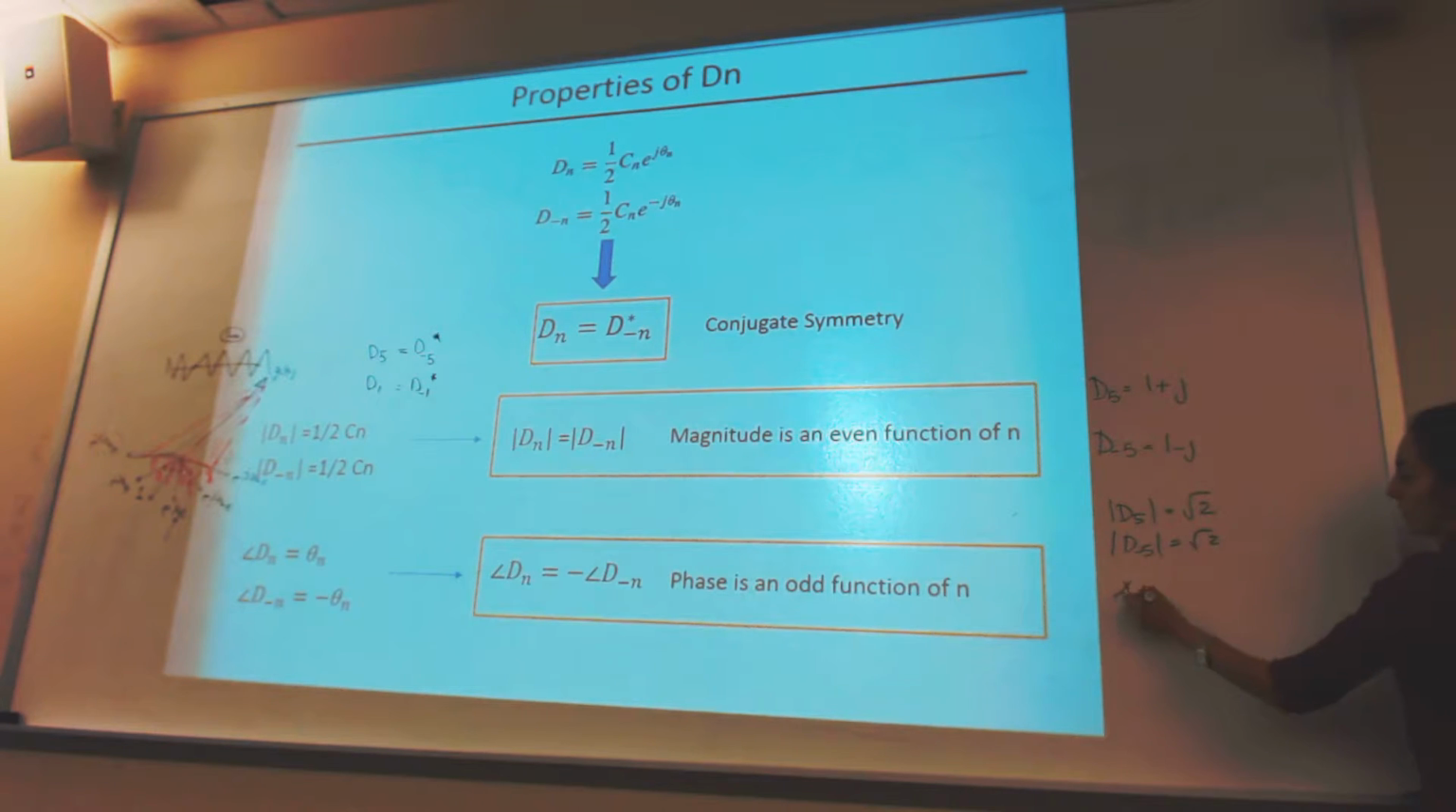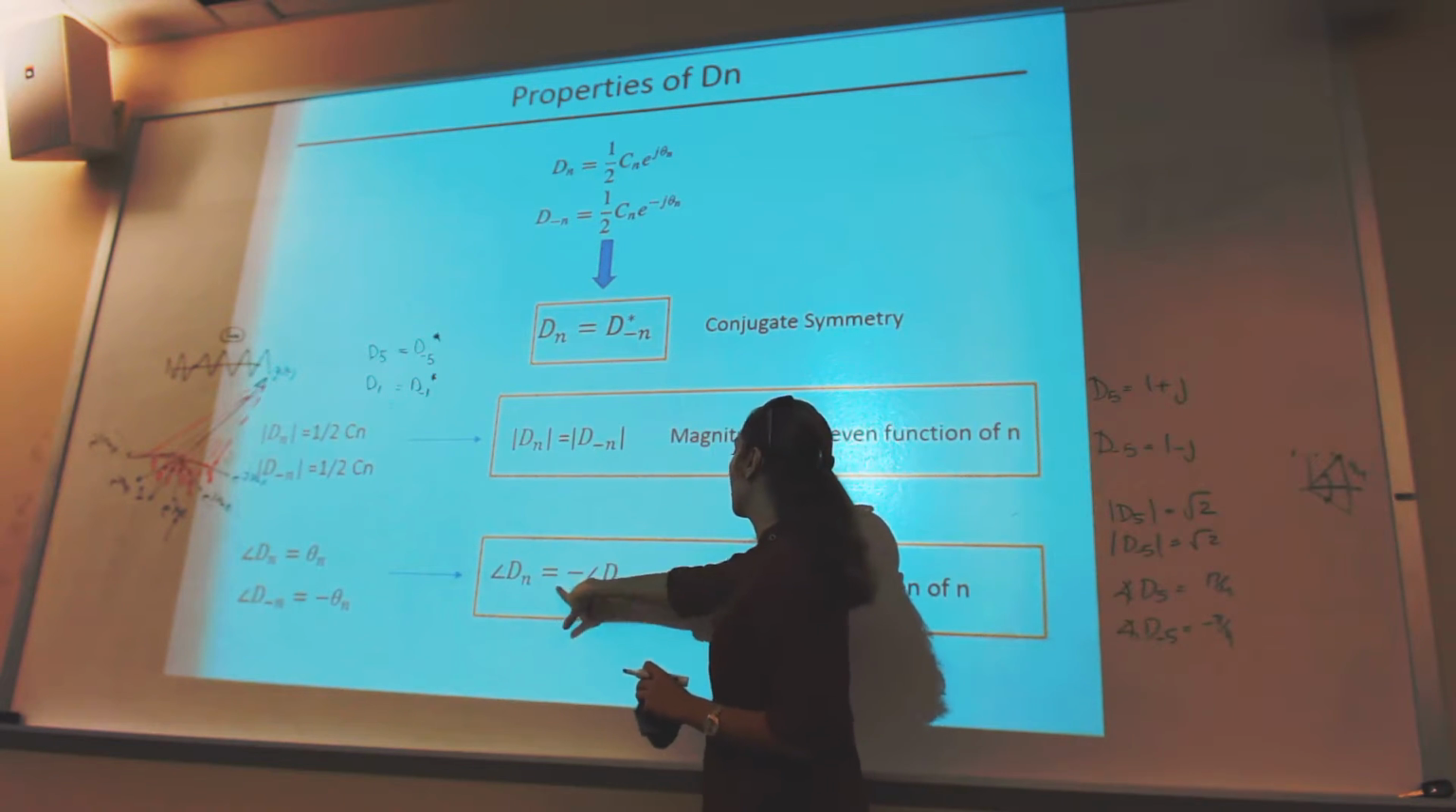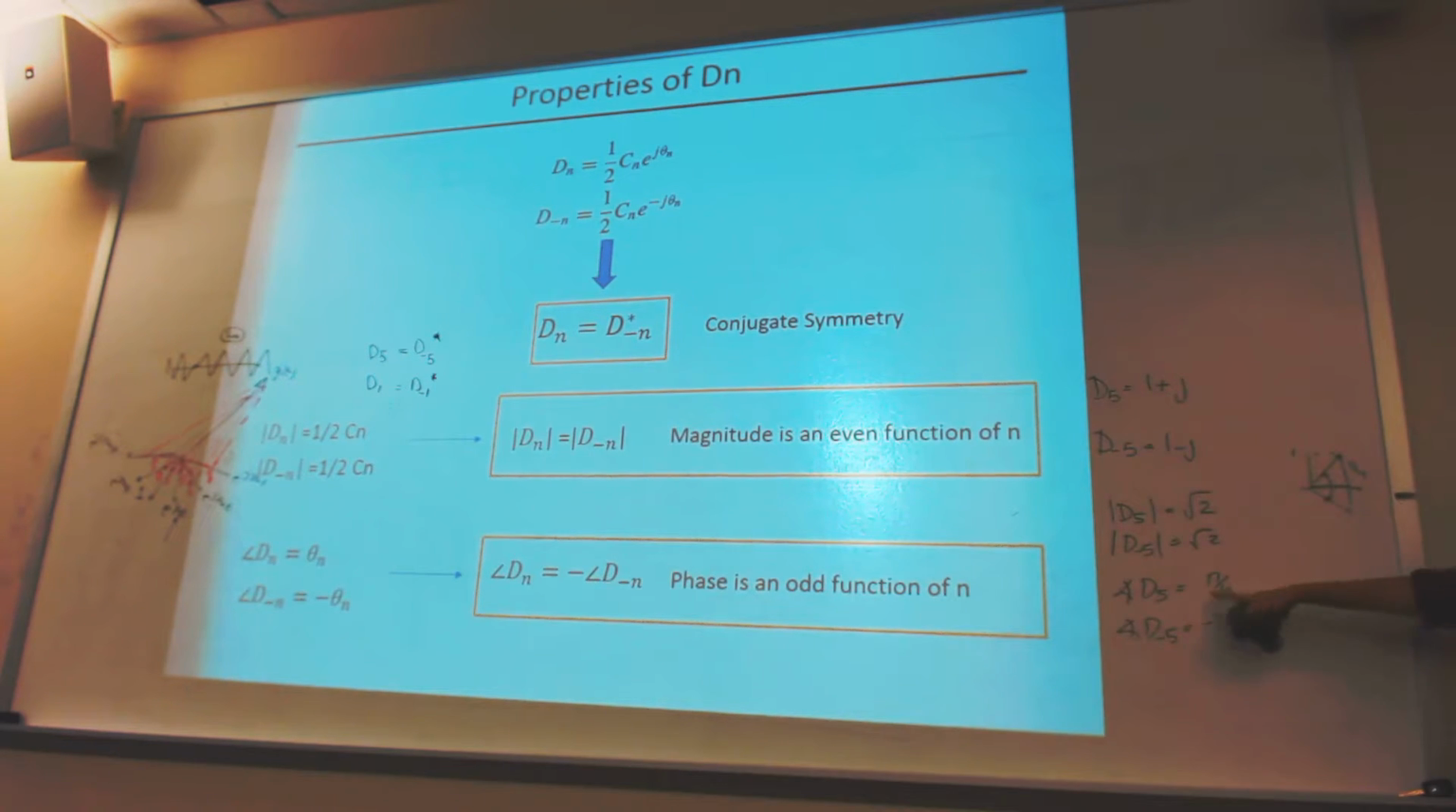How about the phase? The phase of D5, which is 1 plus j: you're looking for the angle here. 45 degrees or pi over 4. And then 1 minus j is minus 45 degrees or minus pi over 4. And this is always true for the general case. They always have conjugate symmetry. It means that the magnitudes are equal, and the phases are just opposite of each other.